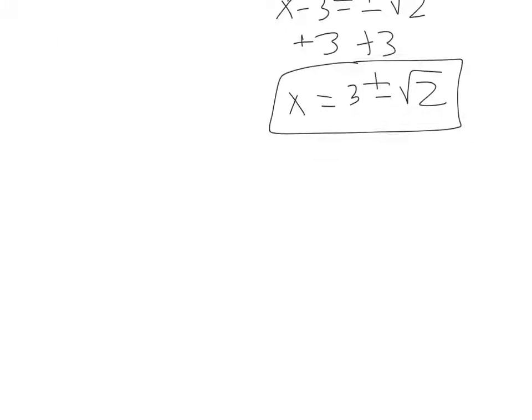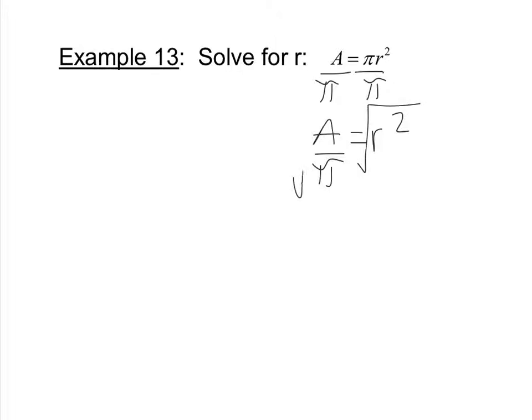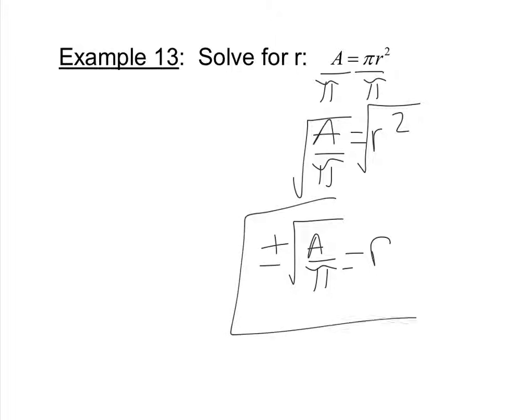Okay? Now here's a tricky one. Only because a lot of people are like, how do I solve for r? There's no numbers. Well, still identify what we're doing. Well, you have pi times r squared, so we got to get rid of the pi first. So divide everything by pi. Because how do you undo multiplication? Division. So you have r squared equals a divided by pi. Square root. You get r equals plus or minus square root of a over pi. Okay? So now we solve for it.